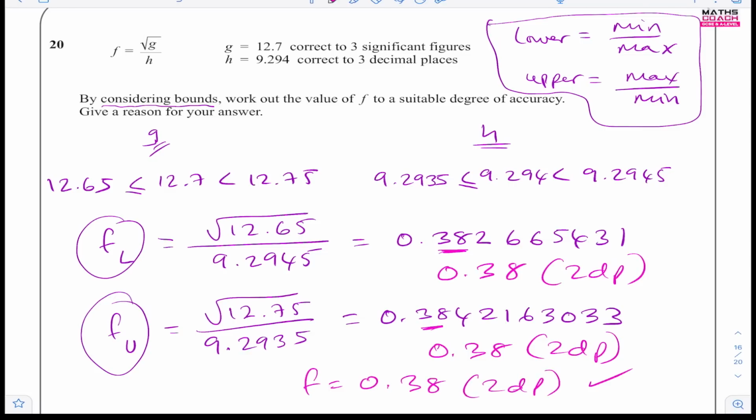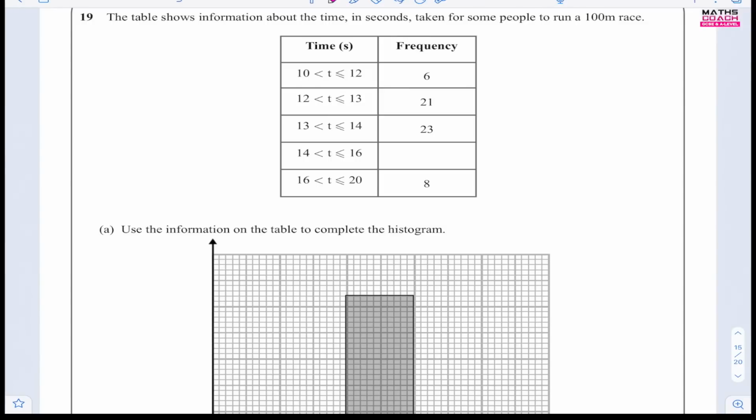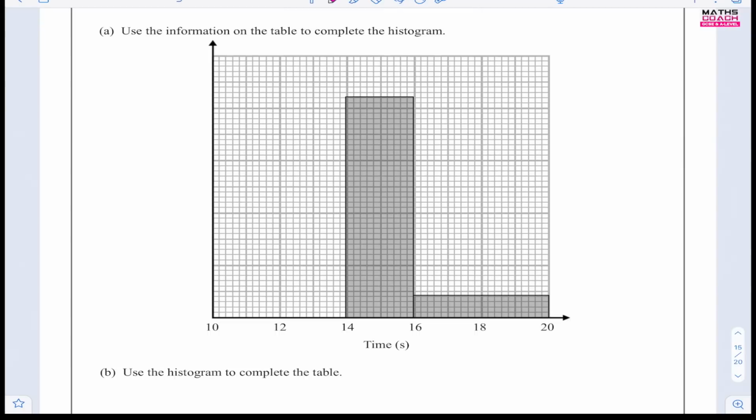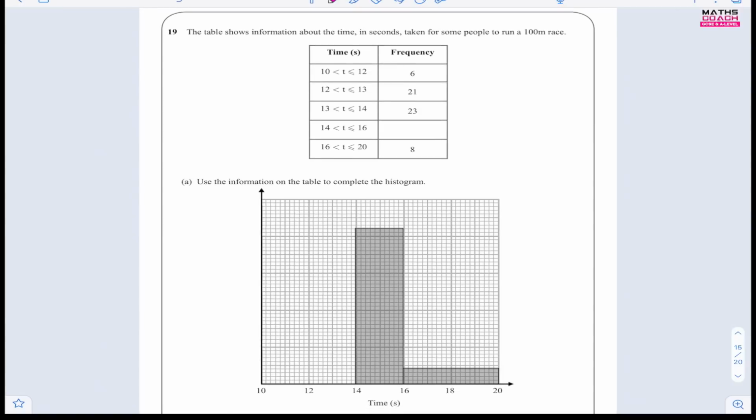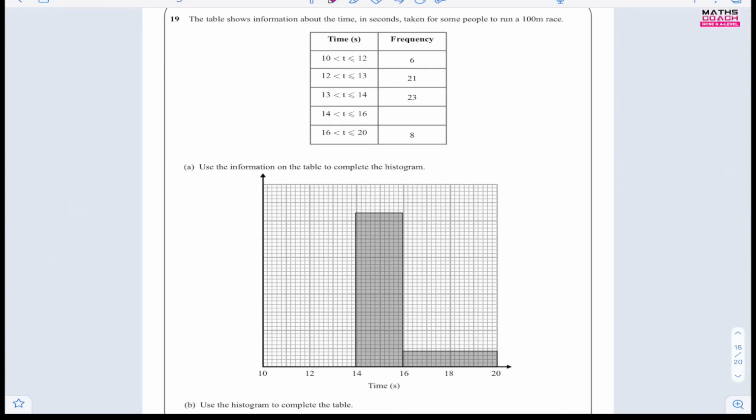And there you go. Alright, so question 19. The table shows information about the time in seconds taken for some people to run a 100-meter race. Use the information on the table to complete the histogram. Part B says use the histogram to complete the table. So let's go ahead and zoom out like this. Hopefully you can see everything.